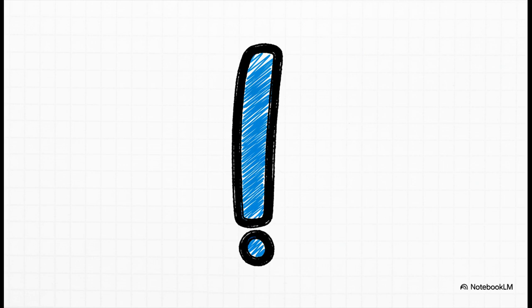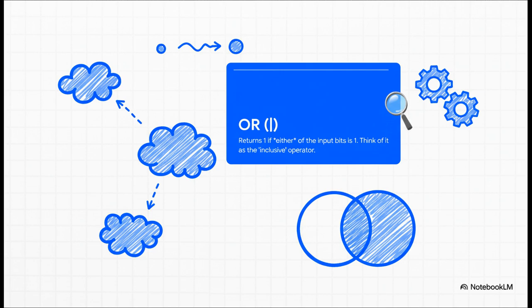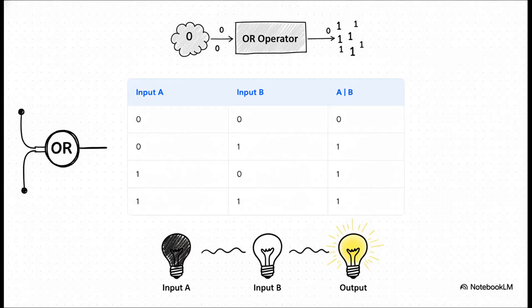Okay, next up is a more inclusive operator. This is the OR operator, and it's represented by that vertical bar, sometimes called the pipe symbol. So where AND was really strict, OR is way more relaxed. It'll give you a 1 as the result if the first bit is a 1, or if the second bit is a 1, or even if they're both 1. See? Very inclusive. And you can see that clearly in its truth table. The only possible way to get a 0 with the OR operator is if both input bits are 0. In every single other case, if there's a 1 anywhere, the result is a 1.